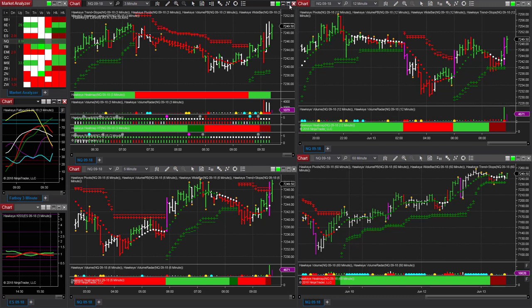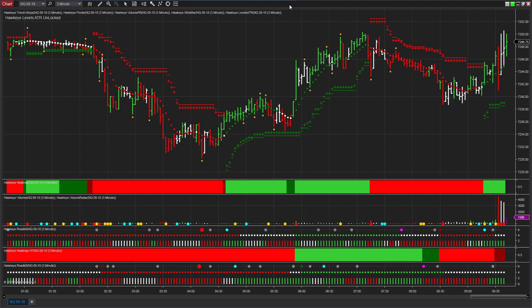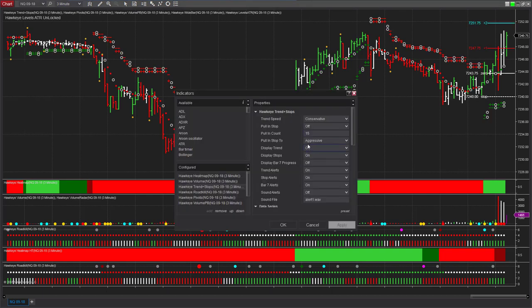So if I wanted to blow this chart up and just look at it only, then I can see all three time frames at the same time. I can see my 3 minute trend shown by the little dots on the screen. Green is an uptrend, red is a downtrend, and white is neutral or congestion. See right there. The heat map simply takes all three of the trend speeds. If you were to look at the trend itself and format that, then you can see that the trend speed on the indicator itself can be set to normal, conservative, or aggressive. I like to keep mine conservative.